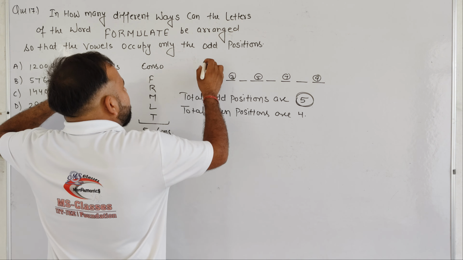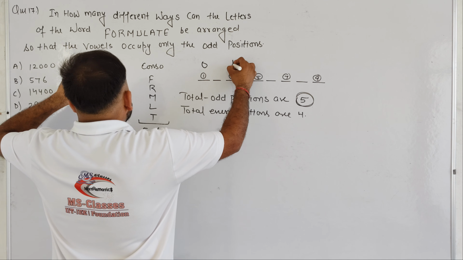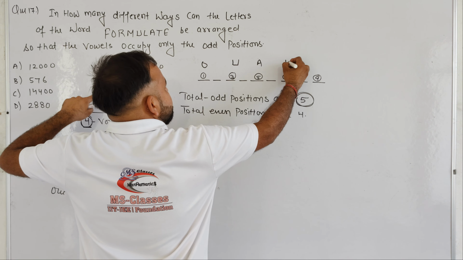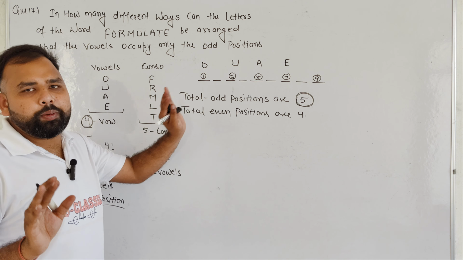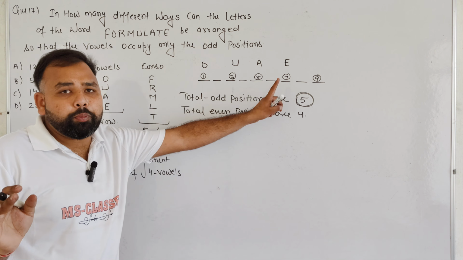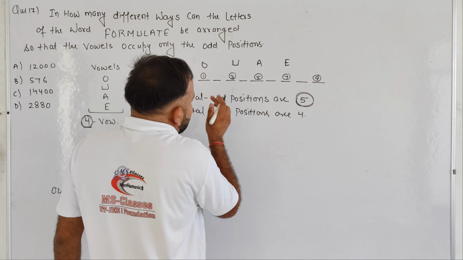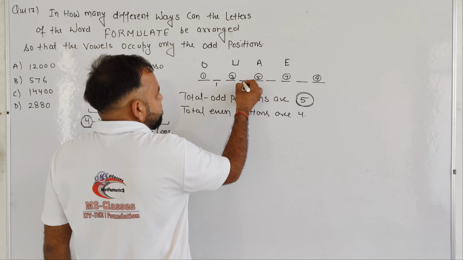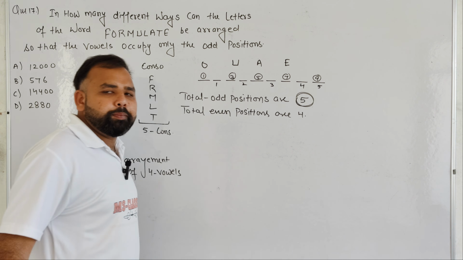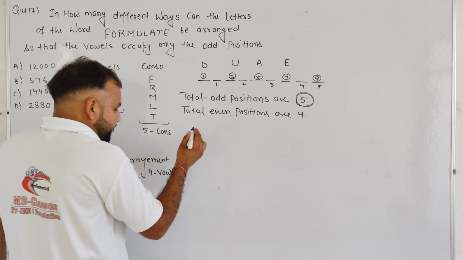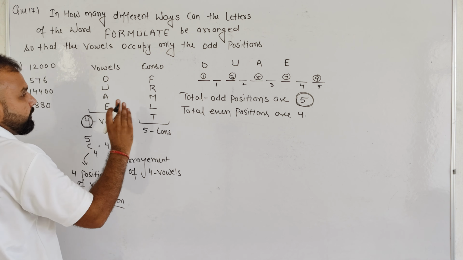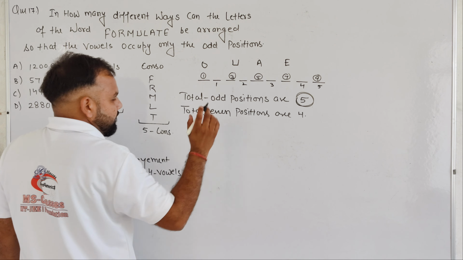Let us consider on this place O, this place is U, this place is A, and on this place is E. All 4 vowels occupy these 4 odd places. So remaining places are, there is exactly 1 2 3 4 and 5. How many places are vacant? So we can say that after filling all 4 vowels, there are 5 remaining places present.